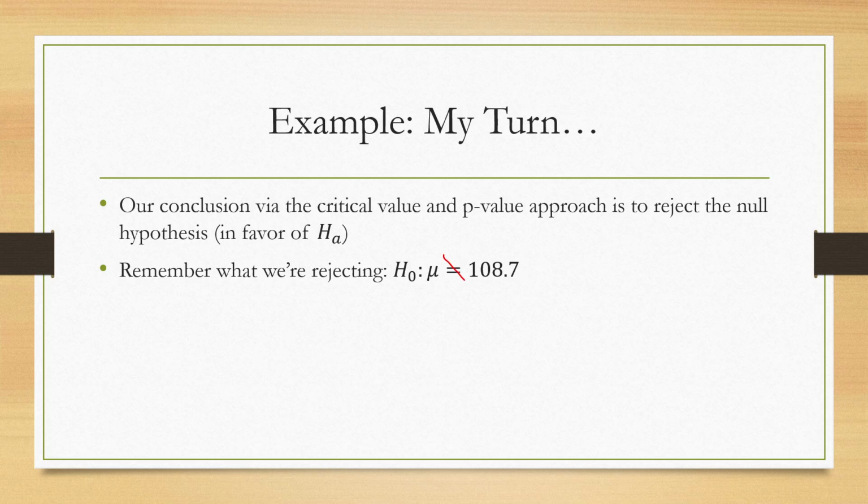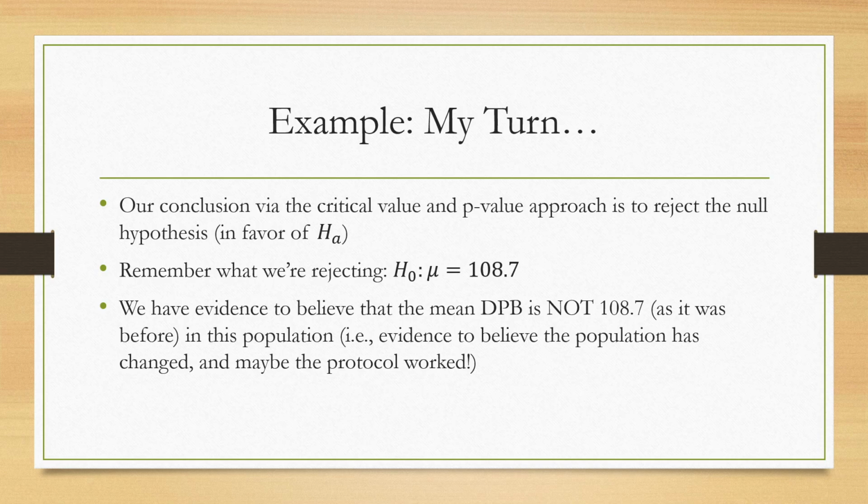So the alternative, remember, was just crossing through that. Mu is not equal to 108.7. And so for this case, we're not just rejecting the null, we're rejecting the null in favor of another option. Put in more practical terms, this means that we have evidence to believe that the mean diastolic blood pressure is not 108.7 as it was before in this particular subpopulation. That is, we have evidence to believe that the subpopulation has changed.